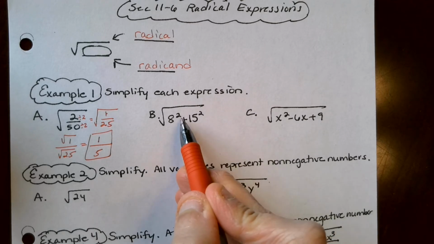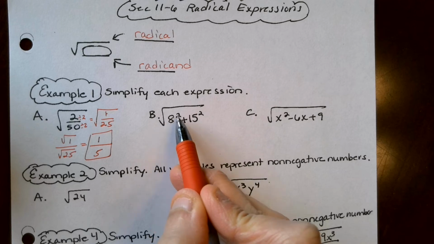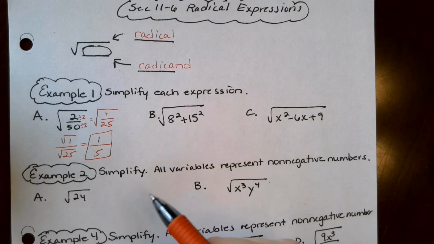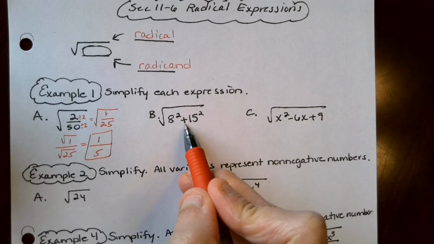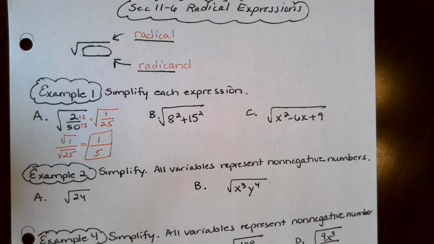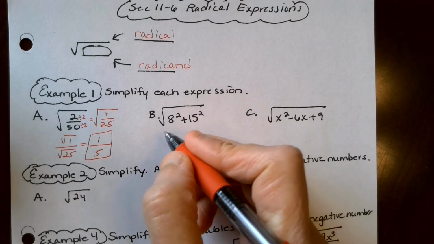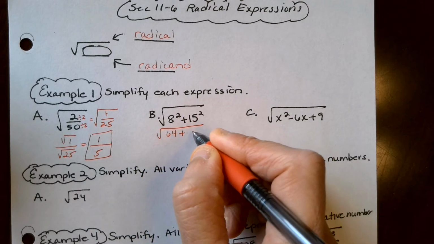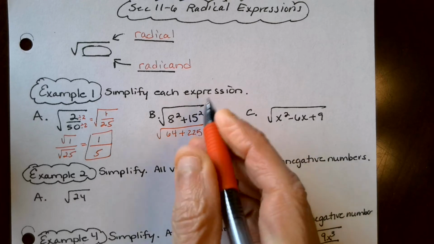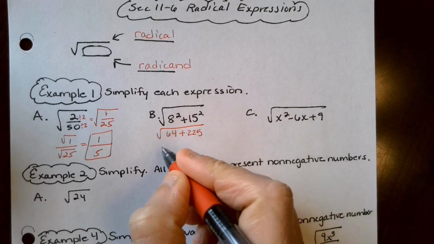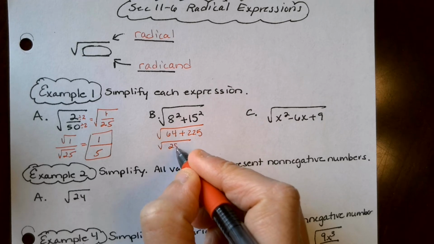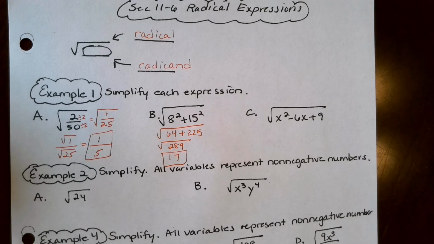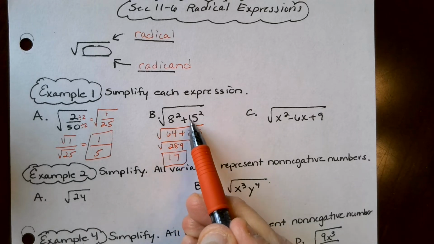Now we come to something like this and we can't say, oh, a square root and a square, they cancel each other out. I can just cross these off and I'm done. No, because of that plus sign. Otherwise, actually, you could do that. So what we're going to have to do is go ahead and square these out. So 8 squared is 64 plus 15 squared, which is 225. And we're going to add those together. And we get the square root of 289, which comes out nice and even to 17. Okay, so those are when they're numbers being added.